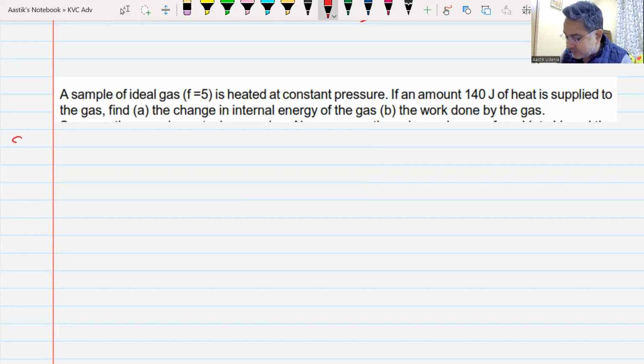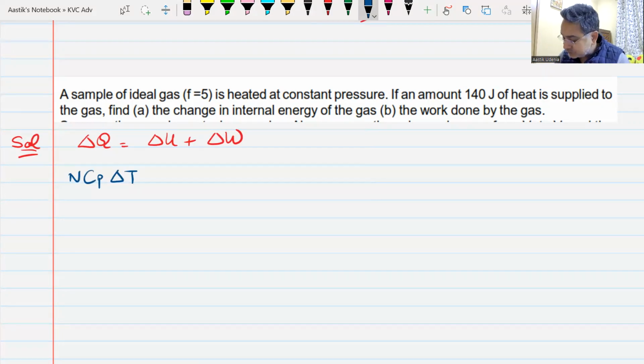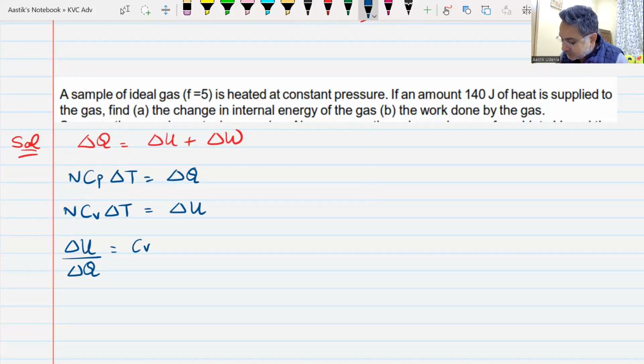You've taken a lot of time to calculate this, beta. Delta Q is equal to delta U plus delta W. Yes or no? Delta Q is n CP delta T, constant pressure. Delta U is n CV delta T. So delta Q by delta U will be CV divided by CP, 5 by 7. You know the value of delta Q. So delta U will come straight away as 100 joules and delta W will come as 40 joules.